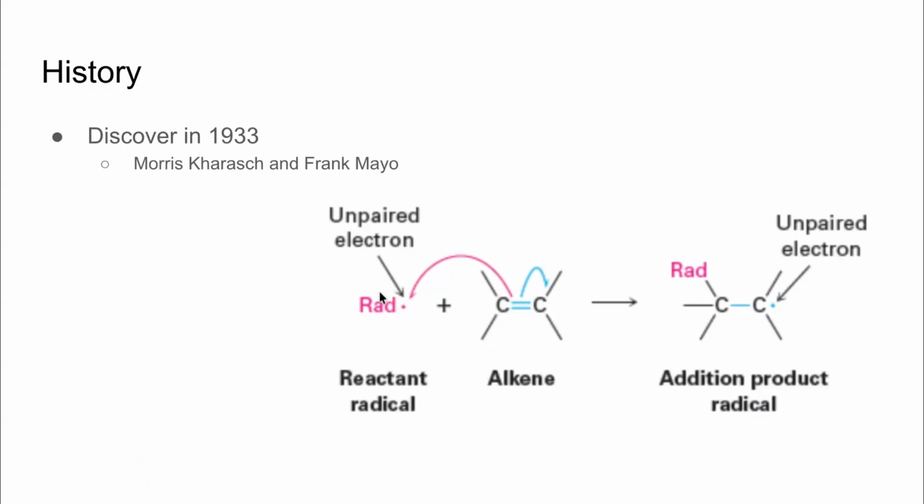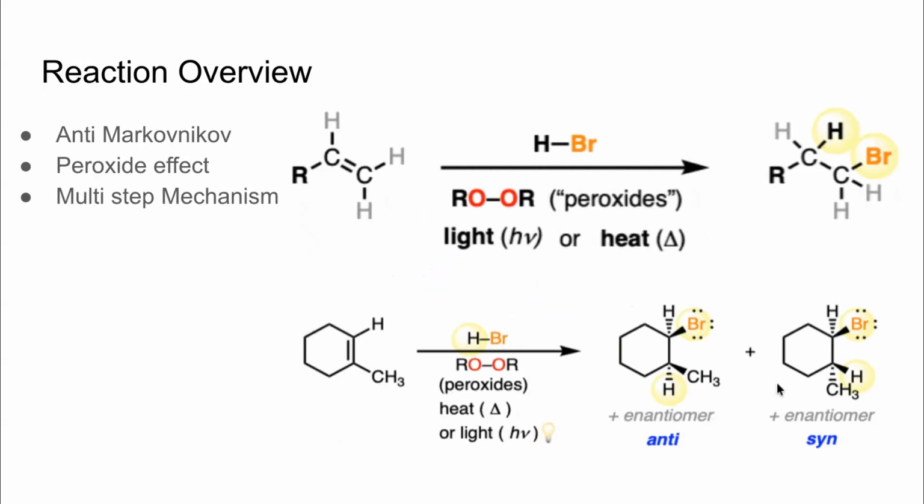So you have your radical and your alkene and the double bond. The electrons from the double bond will attack the radical, the unpaired electron of the radical, and that allows the radical to be added to the carbon in the alkene, and the other electrons from the double bond of the alkene become unpaired. And this is the addition product radical.